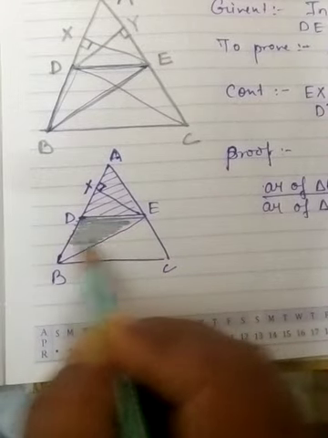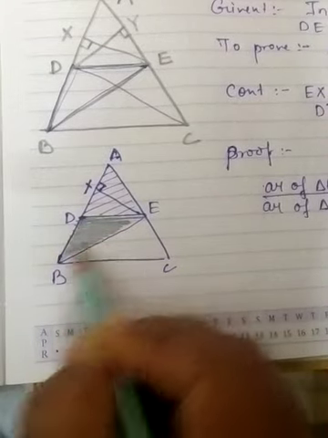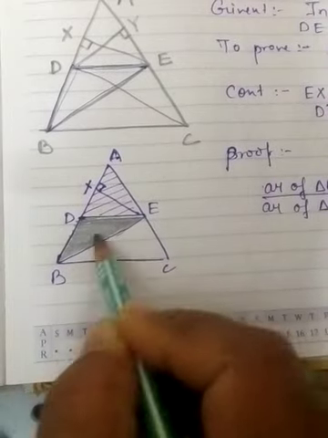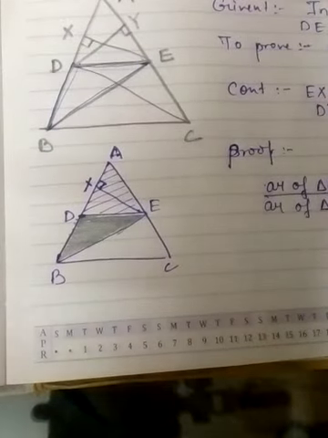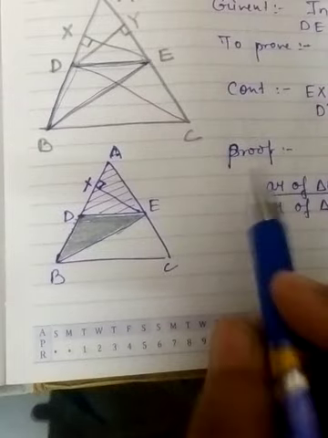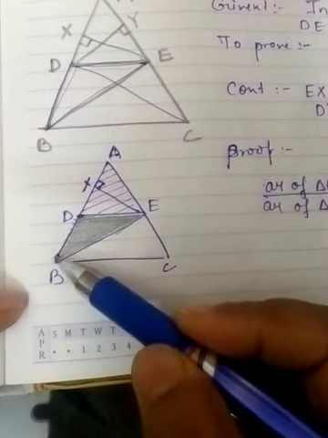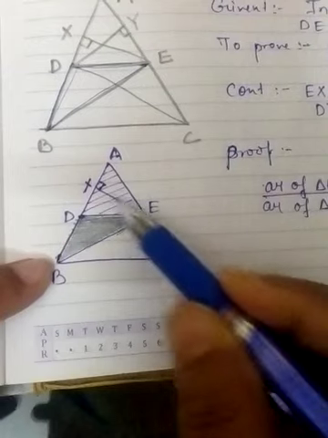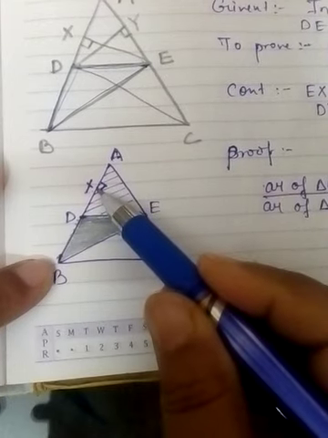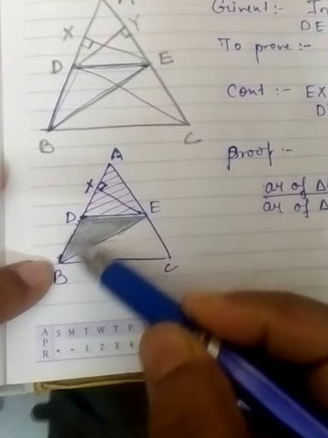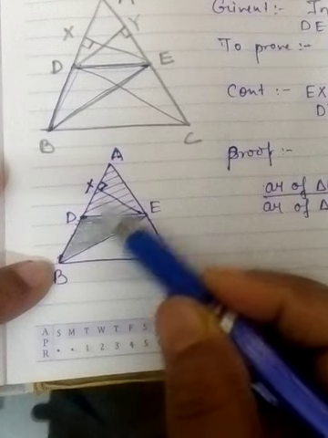The area shaded by the pencil. I have to find the area of this triangle. So the area of this triangle will be half into base into height. Now the base will be BD and height is EX, because this is the perpendicular line which is perpendicular to the base, that is BD when produced.